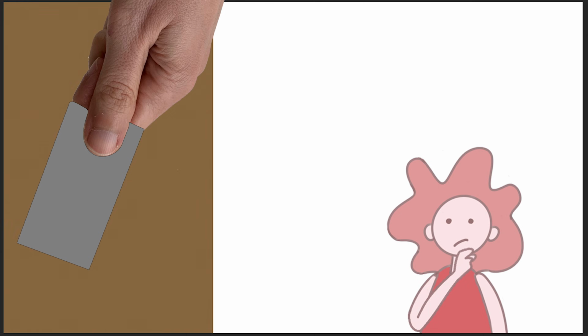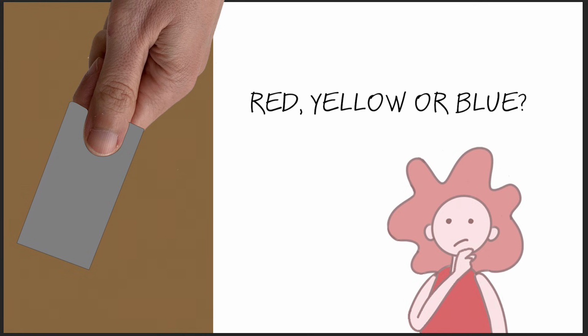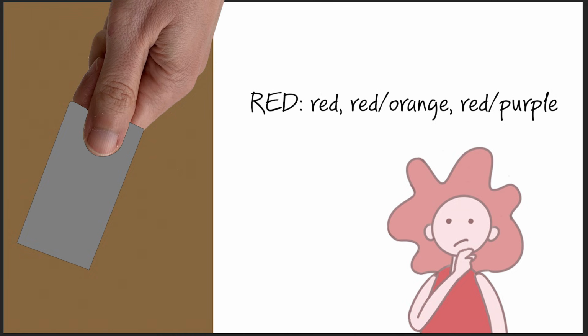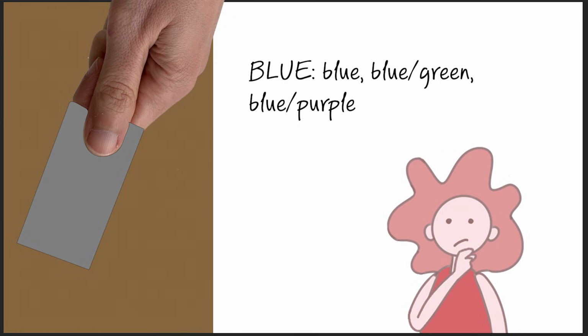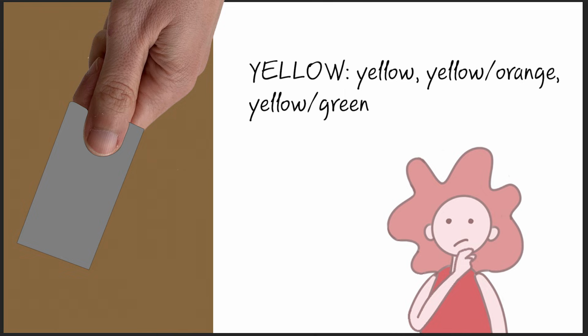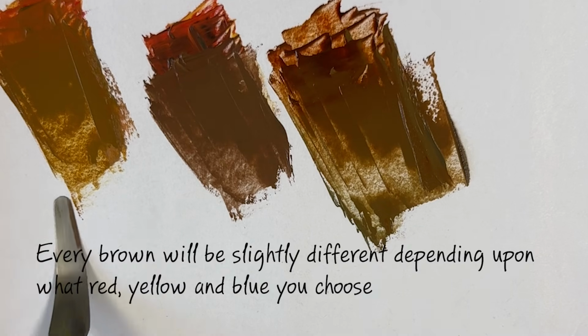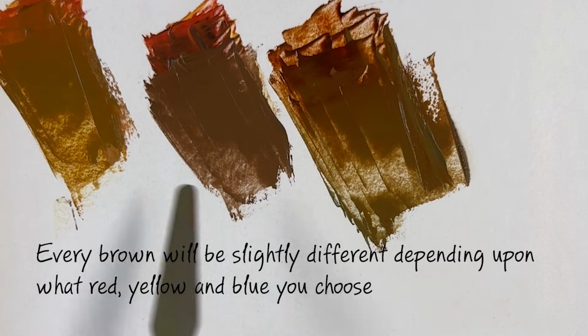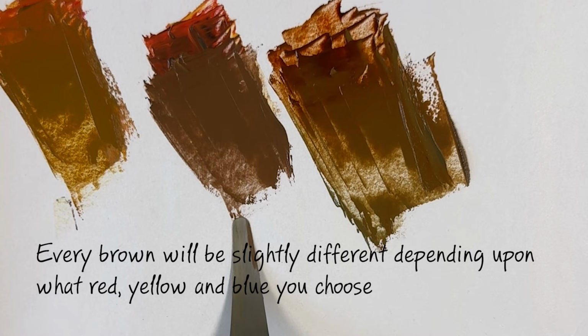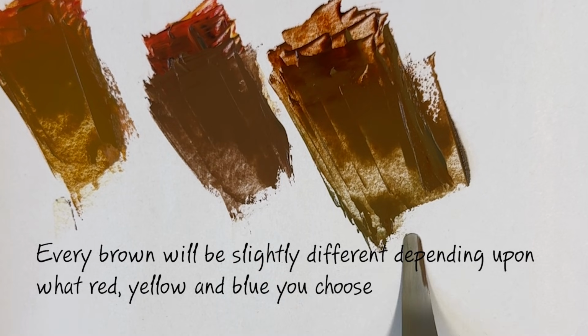If you are struggling, hold a grey card up to your subject matter and ask yourself, can I see red, yellow or blue? If you can see red, it can only be red, red orange or red purple. If you can see blue, it can only be blue, blue green or blue purple. If you can see yellow, it can only be yellow, yellow orange or yellow green. This will help you narrow down what you think you see, and then you can experiment with various colour opposites until you find the right brown.